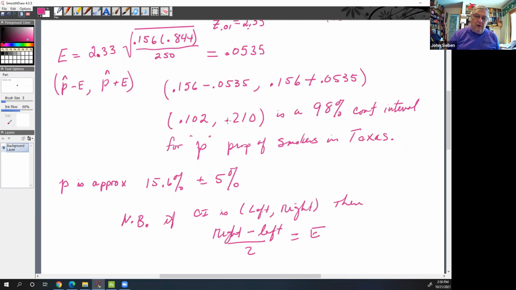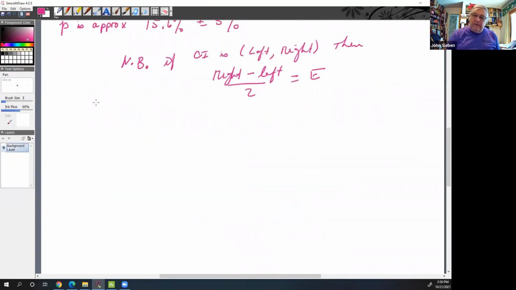And what's right in the middle of the confidence interval? Our point estimate. You see, it's p hat plus and minus E. So you go 1 E down, 1 E up. That makes the width 2E. And what's right in the middle? P hat, which is our point estimate. And that's how you find a confidence interval for a proportion.